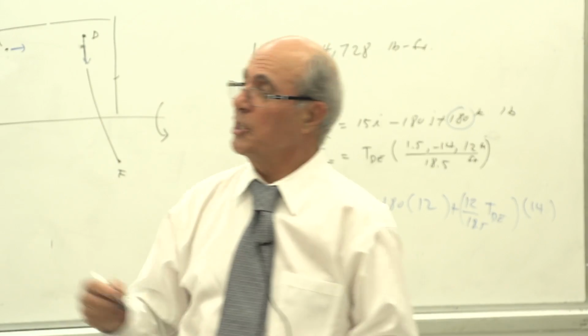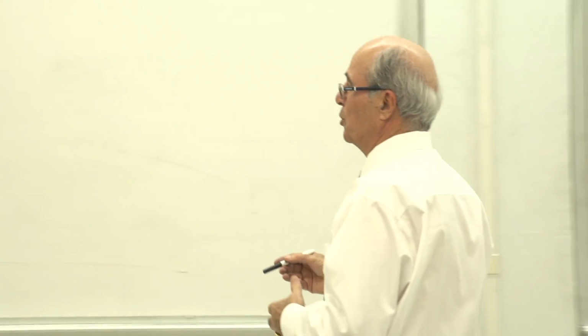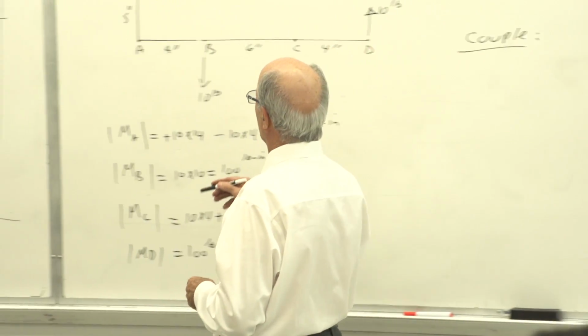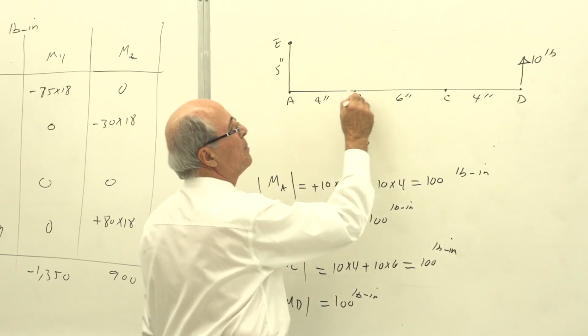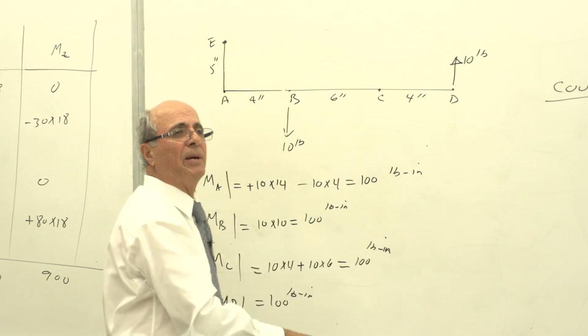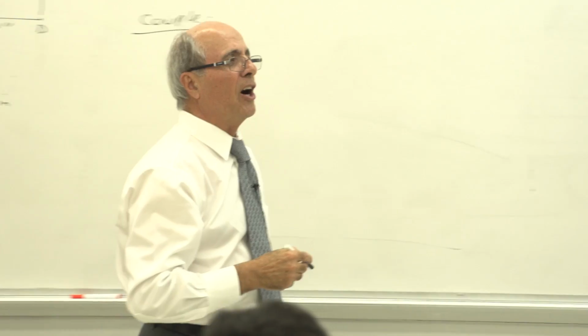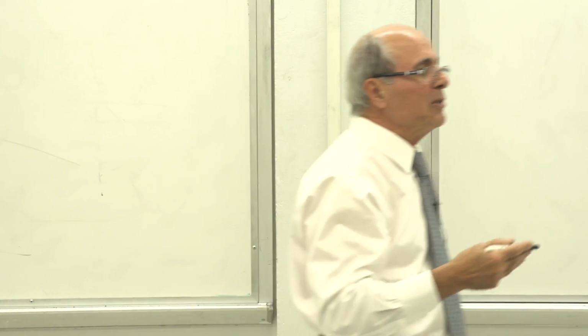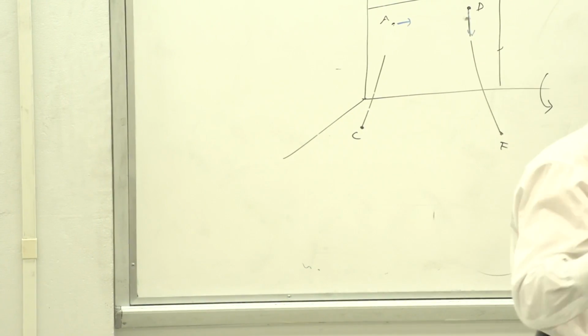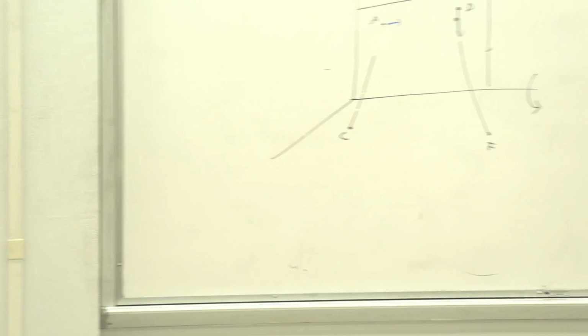Yes? Notice I just don't have to prove it. I will prove it for you mathematically later. But look what I did. I took moment about A, B, C, D, E, all of them end up to be equal to 100 pound inch. They are all equal. So any other point I take, it will be the same result. Is that correct?